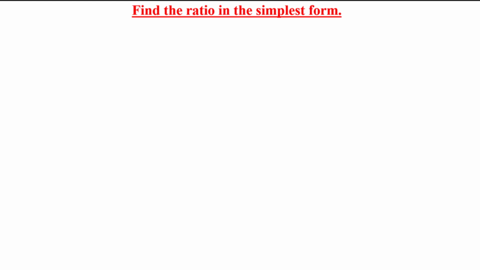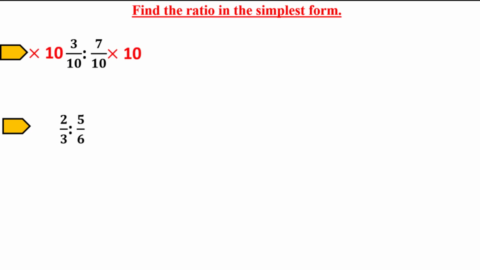Find the ratio in the simplest form. You can stop the video and try to solve by yourself. The first, 3/10 to 7/10. To get rid of the denominator, we will multiply by 10. We get 3 to 7. It's easy. The two fractions, 2/3 and 5/6.